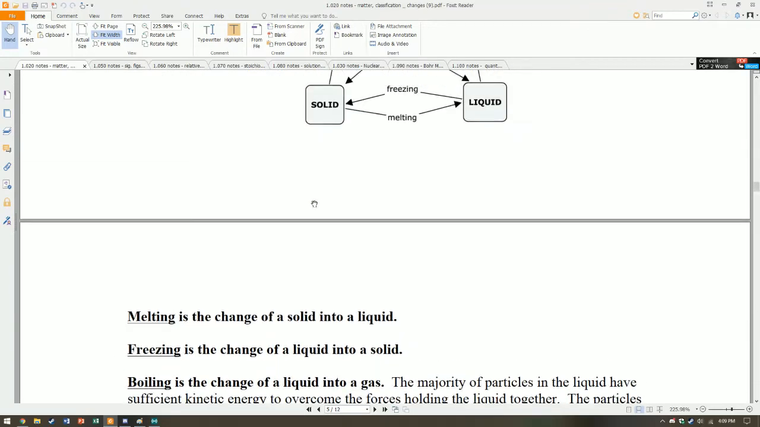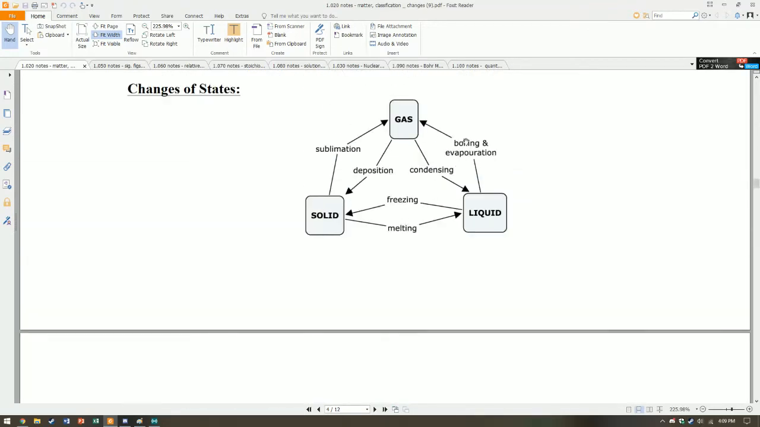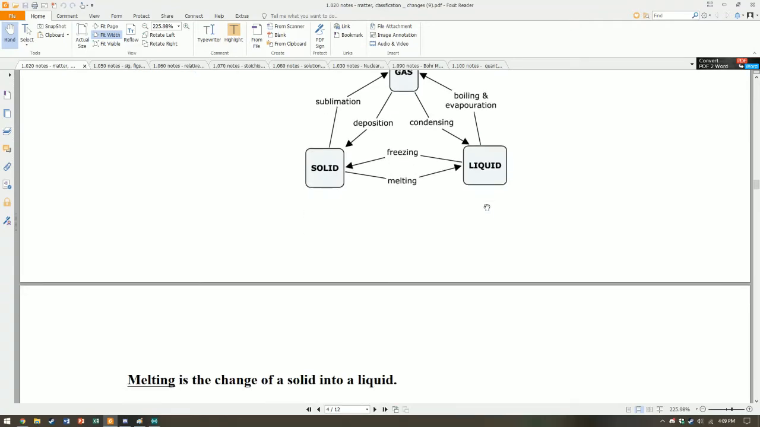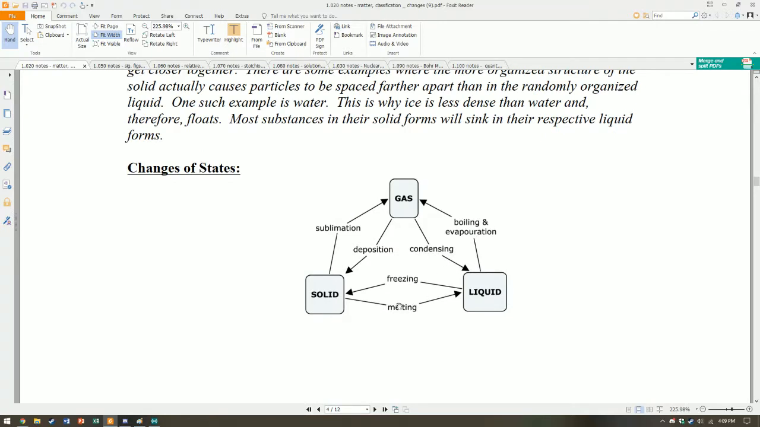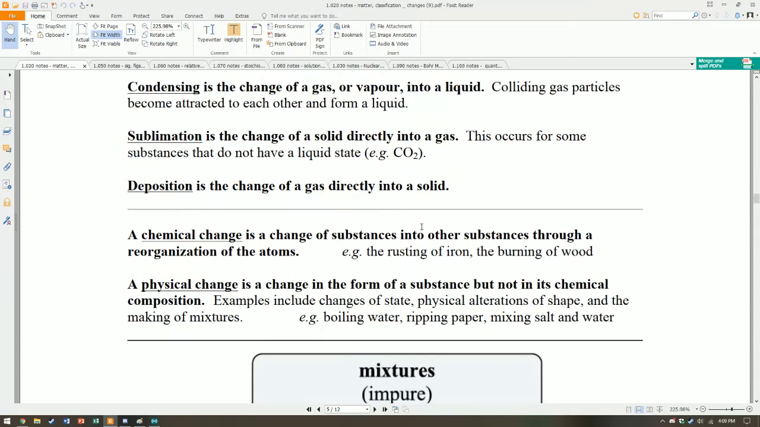And you should be really familiar with freezing, melting, condensing, and boiling, because those are things you see every day. But for the sake of going over them, melting is solid to liquid, freezing is liquid to solid, gas to liquid is condensation, and liquid to gas is boiling or evaporation. Evaporation just happens at room temperature. That's the only difference there.